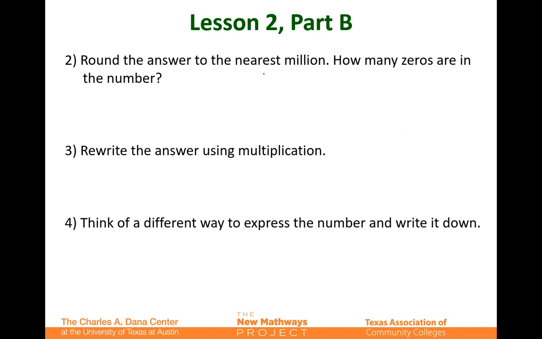Round the answer to the nearest million. Well, to the nearest million, that would be 13 million. Or if I want to write it out, that's 13. How many zeros? Well, look at it. That's 6 zeros. When we're in the millions, that's what we expect. Rewrite the answer using multiplication. Well, one of the easiest ways to do it is say, 13 million is simply 13 times 1 million.